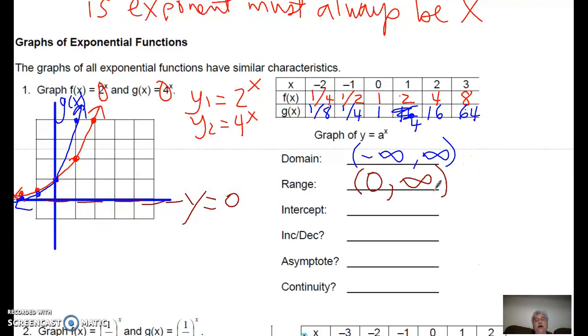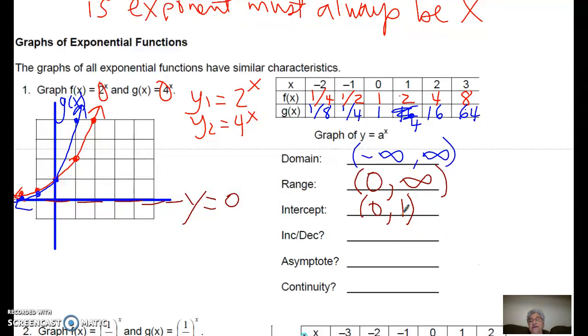Our intercept. If we're talking about our intercept, it can be our y or x intercept. If it never touches our asymptote, y equals 0, there's not going to be any x-intercepts. There's only going to be a y-intercept, and that y-intercept is where x is 0. So if x is 0, we can look above and see our y value is 1.